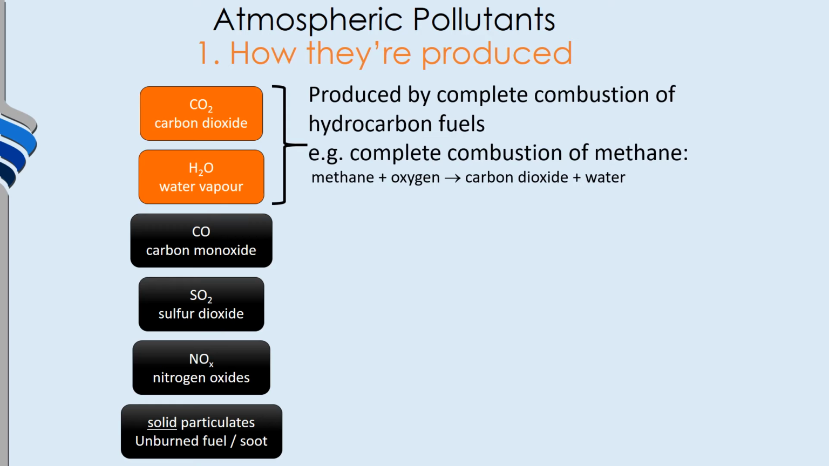So for instance, if we take methane and we react it with oxygen by burning it, it will create carbon dioxide and water. And there is the balanced symbol equation for that reaction. So first off, how is carbon dioxide produced? From complete combustion of hydrocarbons. So pause the video as we go through if you need to add to your table.